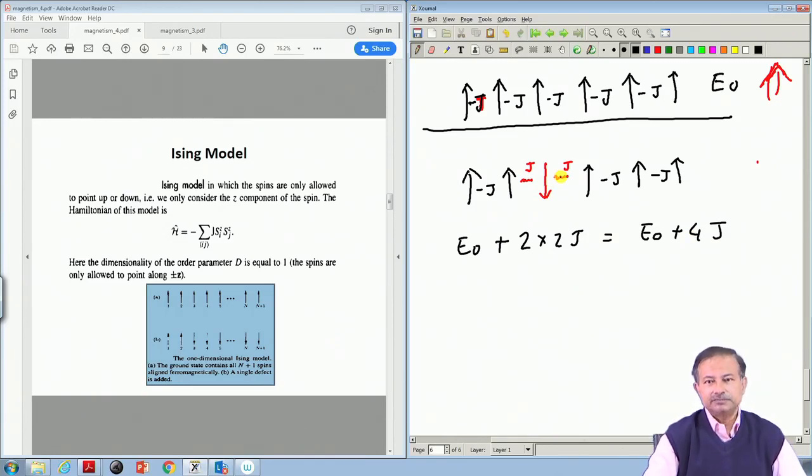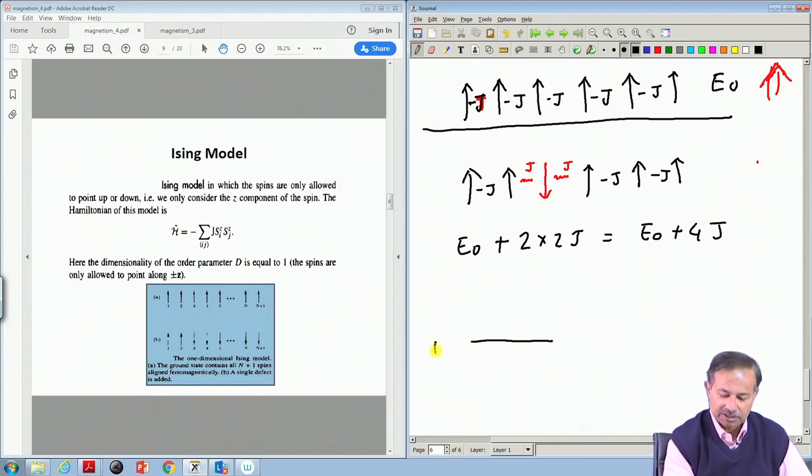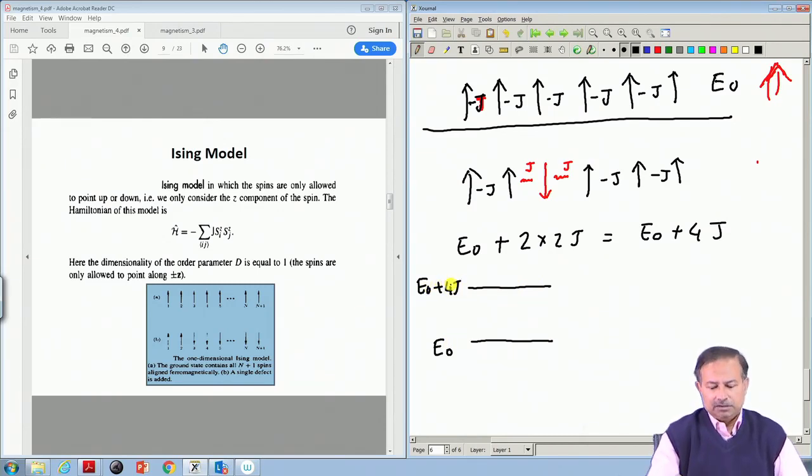But is this the first excited state? I am saying that this is E0 and the next one is E0 plus 4J. So, is this correct? It is not true actually. Let us see what can be another state.